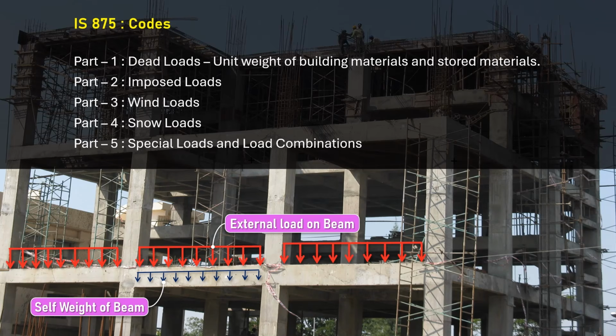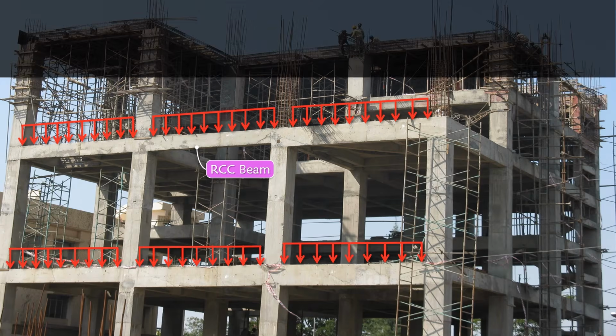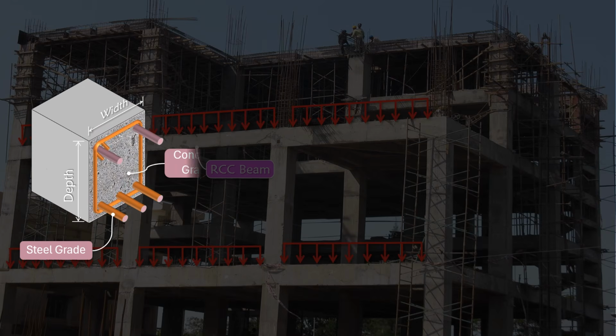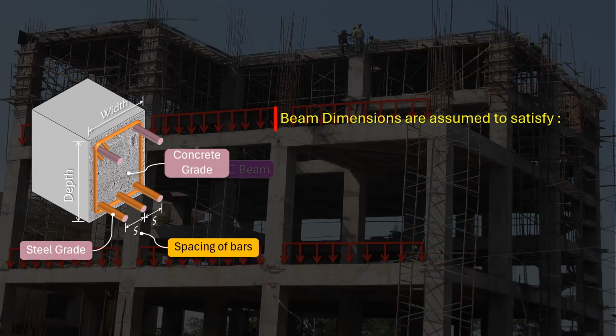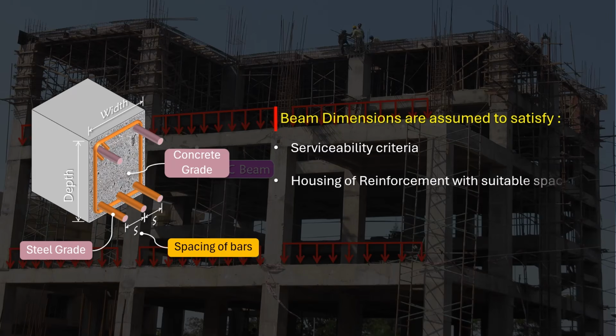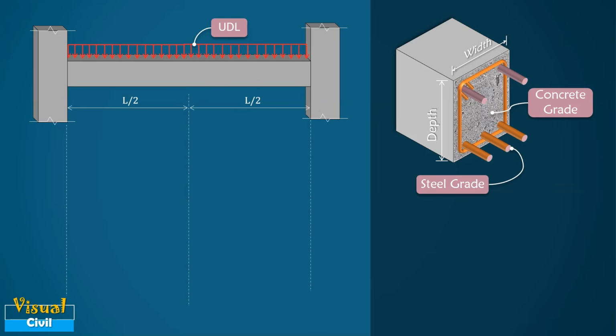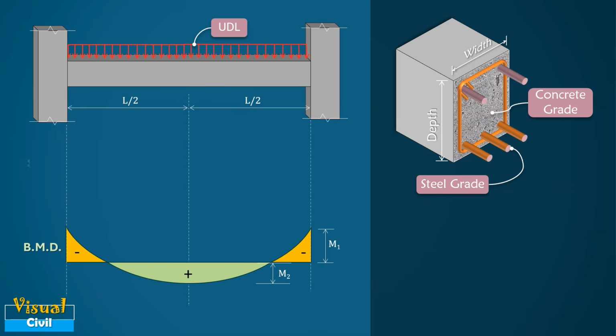The self-weight of the beam will be computed by multiplying the density of concrete with the cross-sectional dimensions of the beam. Since the exact dimensions are initially unknown, we make assumptions of dimensions to meet serviceability criteria, housing of reinforcement with suitable spacing, and cover to the reinforcement. Based on the analysis results like moments and shear force, we have to design the section.